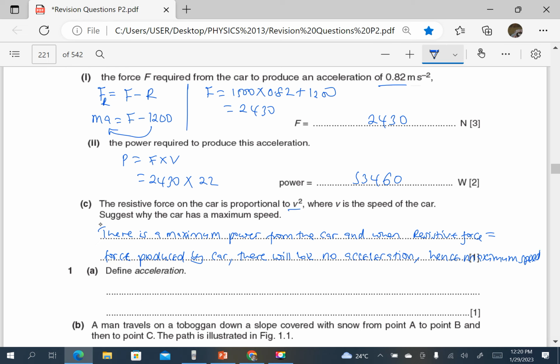So when the force produced by the car is equal to the resistive force, it means there's no resultant force. Therefore, the acceleration will be zero, and that means the speed cannot increase any further. That will be the maximum.